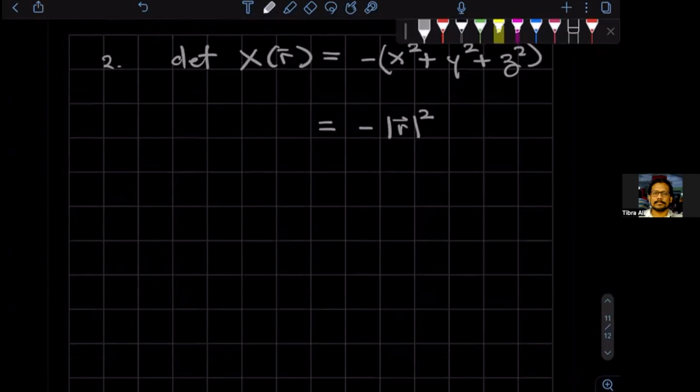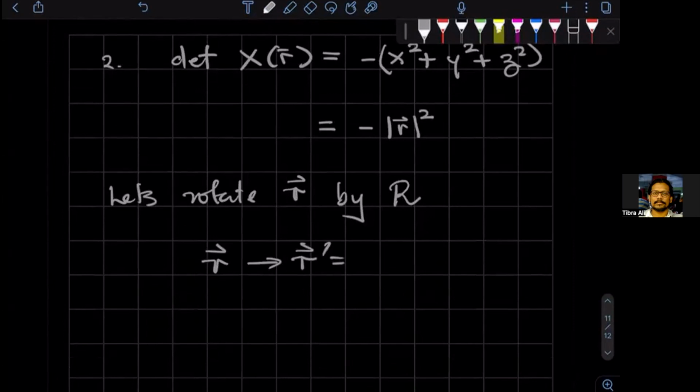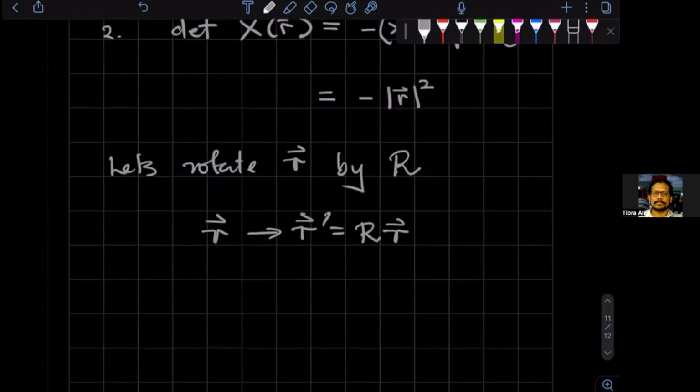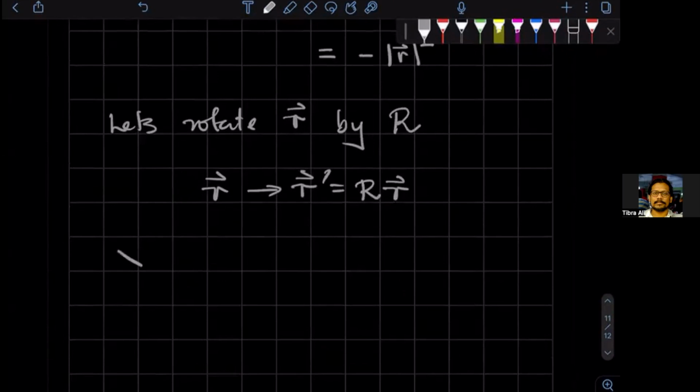Okay, so now, let's make a rotation. Let's rotate the vector R by some rotation matrix big R. So we go from R to R prime, where R prime is given by big R acting on R. Okay? And then ask the question, what is X of R prime and how is it related to X of R?